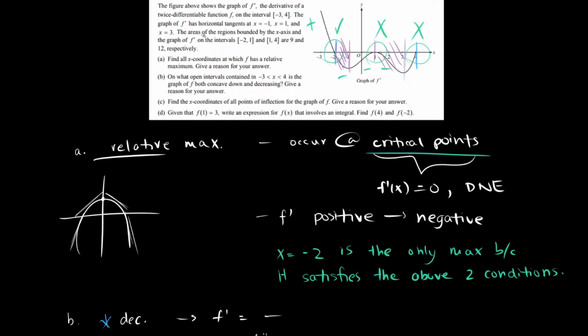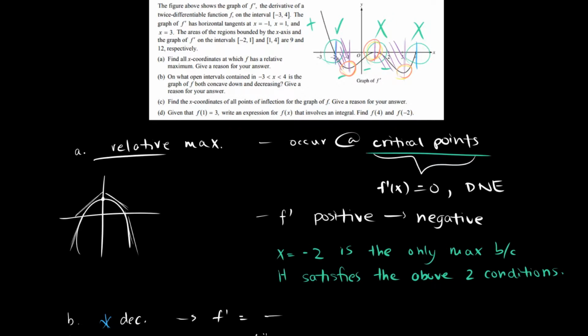And they give them to us in the question. It says the graph of f prime has horizontal tangents at -1, right there, 1, right there, and 3, right there. And maybe I should use a different color. -1, 1, and 3. Now all we need to verify is that the graph changes signs, or the slope changes signs, at all three of these positions.